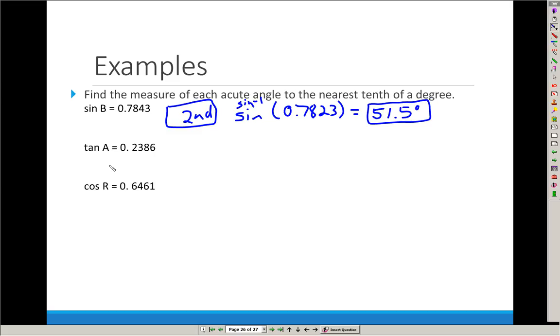If you hit arc tangent, second tangent of 0.2386, that gives you 13.3 degrees. If you hit second cosine of 0.6461, the arc cosine there is 50.2 degrees.